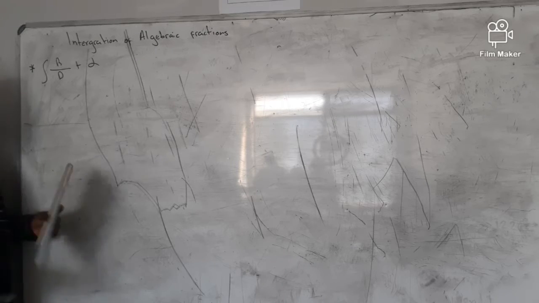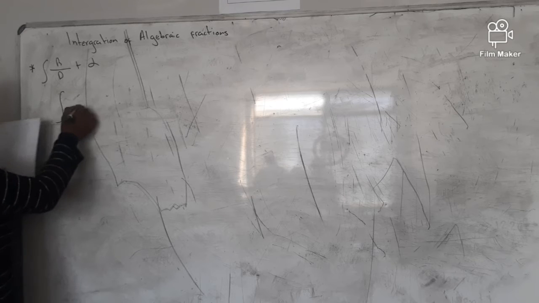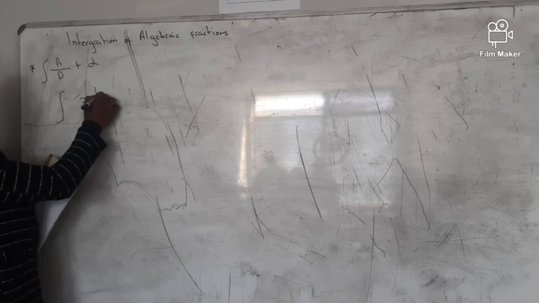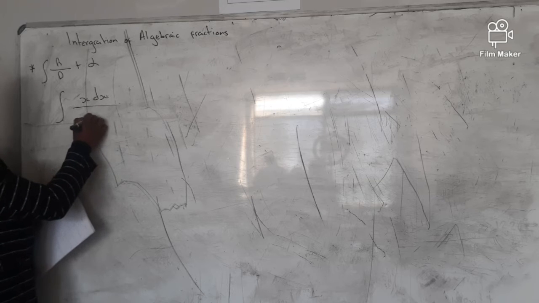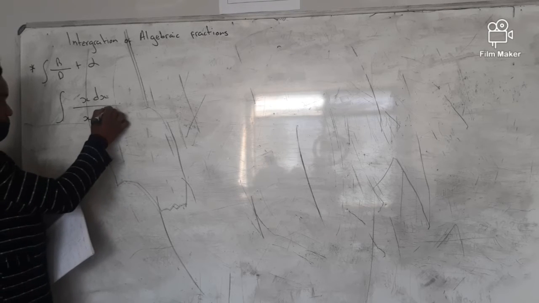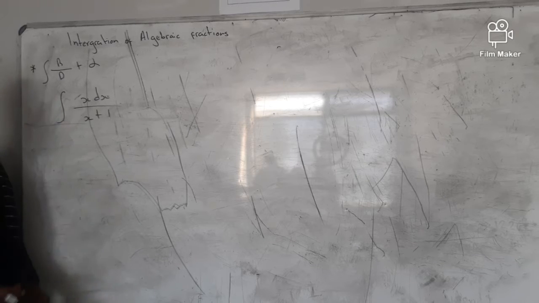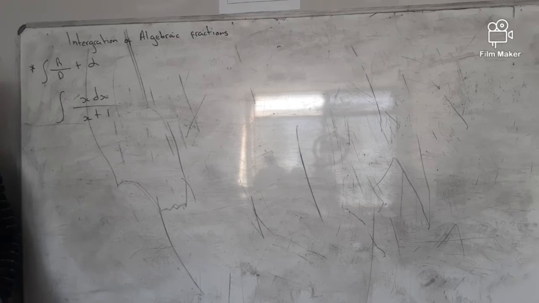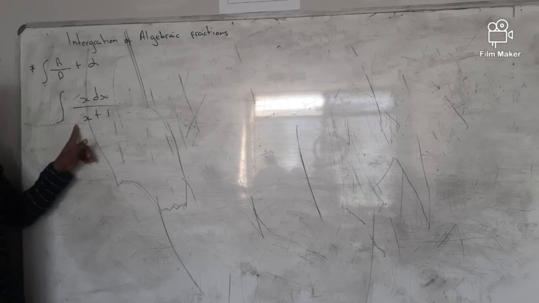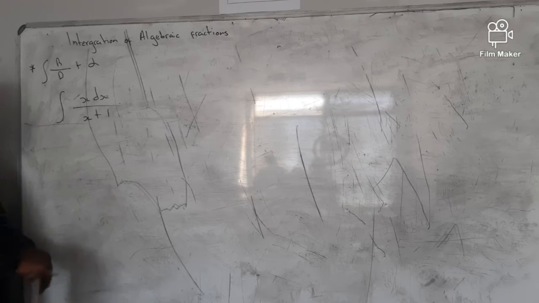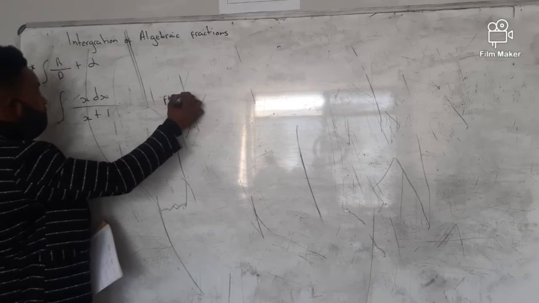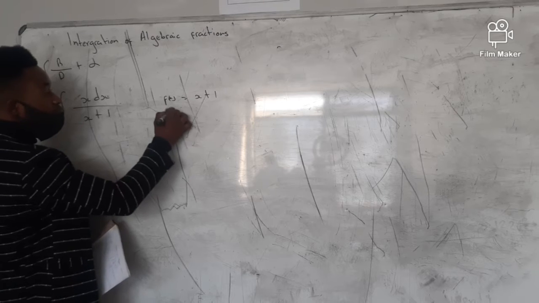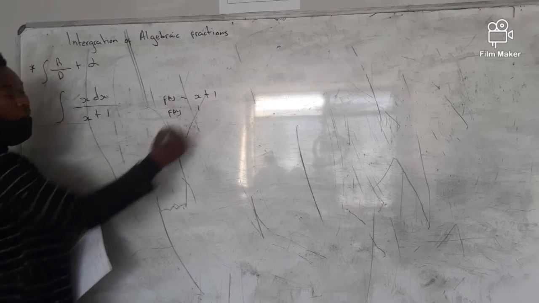Okay, let's say for example, I'm given the integral of x divided by x plus 1, dx. Let us think of type 2 first. If I'm using type 2, I have to identify my f of x, which is the denominator. For example, my f of x is equal to x plus 1. What is the f prime of x? It's going to be 1.